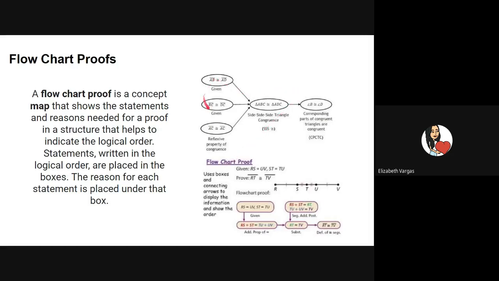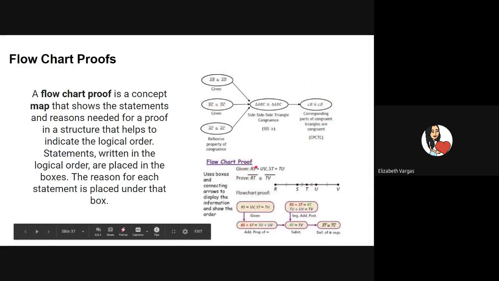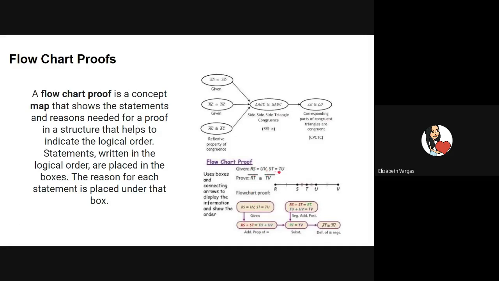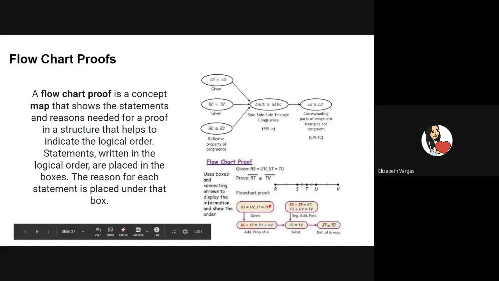So we always start with what we're given and then what we're trying to conclude. Same thing here. We start with what we're given, right? We're given this. RS is equal to UV and ST is equal to TU. And then you end with what you're trying to prove right here. Line segment RT is congruent to TV.